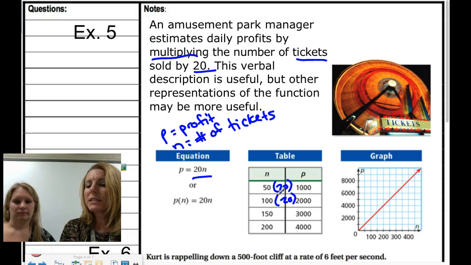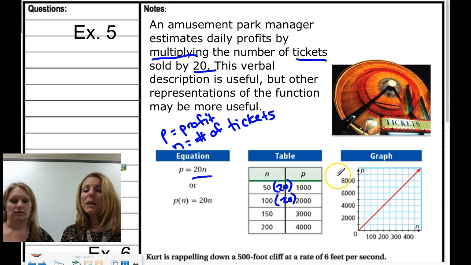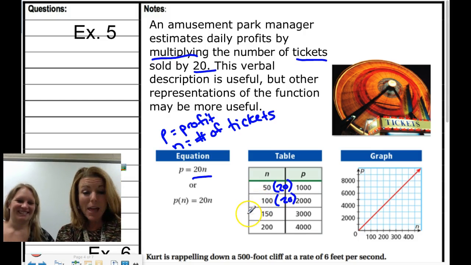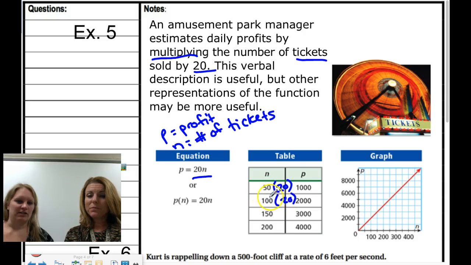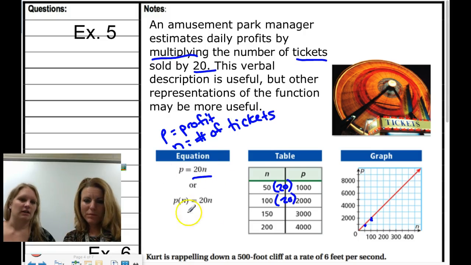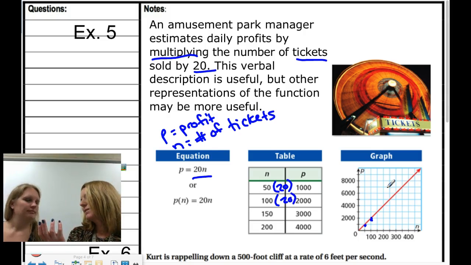And then a graph representation obviously is going to be a positive slope going up and to the right, because obviously in this kind of example, the more tickets we sell, the higher our profits are going to be. And they just took these numbers. They went over 50, up 1,000. This is 100, up 2,000. So this is the representation of all of the different ways that you can represent data, the 4 different ways that we're talking about. So verbally, or written, an equation, a table, and a graph. I called it example 5, but it really doesn't matter.